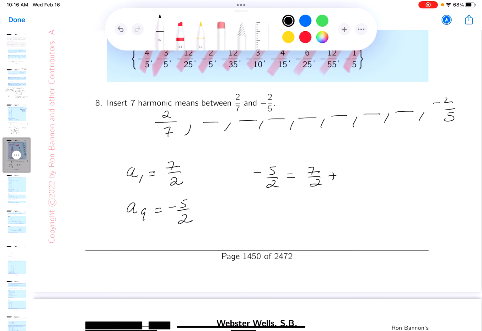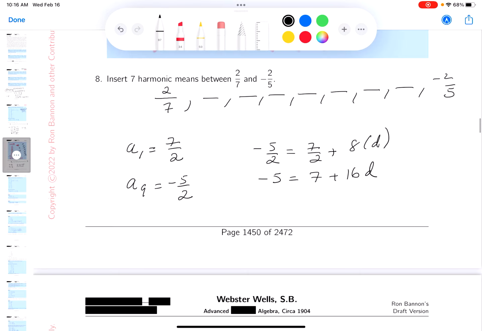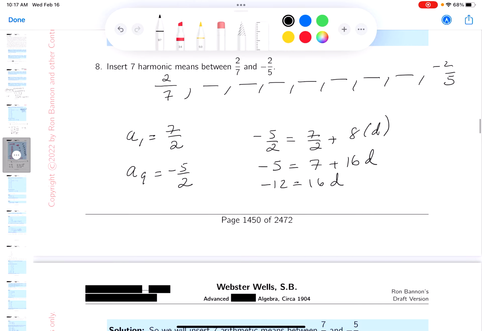plus, well, I'm on the ninth term, so it's going to be 8. N minus 1 is 8, because the n is 9, times d. I don't know what d is. Multiply both sides by 2. And then what do you do? Subtract 7 from both sides, and now divide by 16.